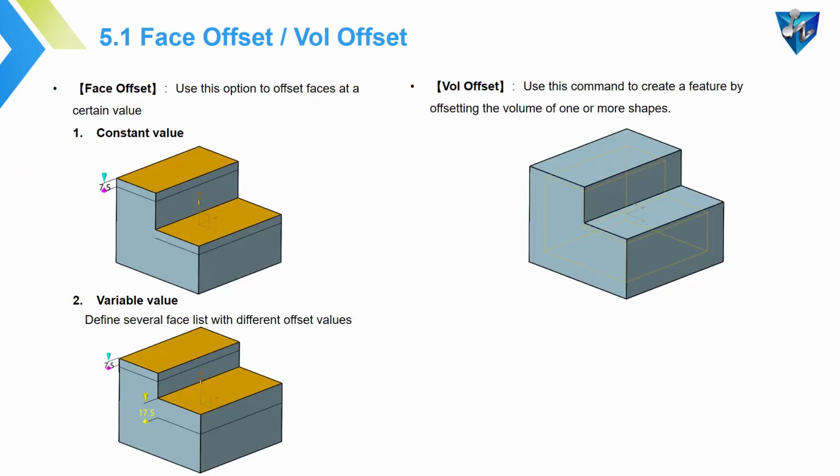First is offset. This is a common command for design. We can use it to offset one or multiple faces at a certain distance. And in ZW3D, there are two relevant commands, face offset and volume offset. Just as their names imply, face offset is used for independent faces, and volume offset is used for the whole shape. And both of them can do constant offset and variable offset.